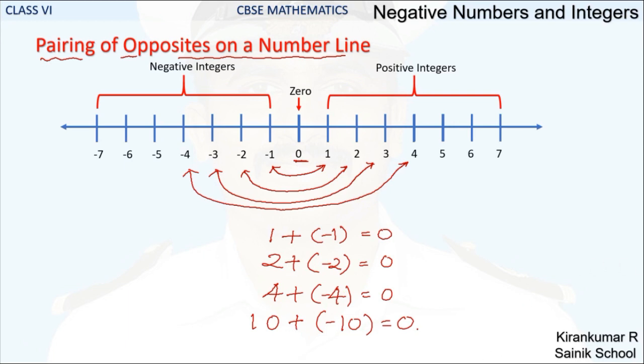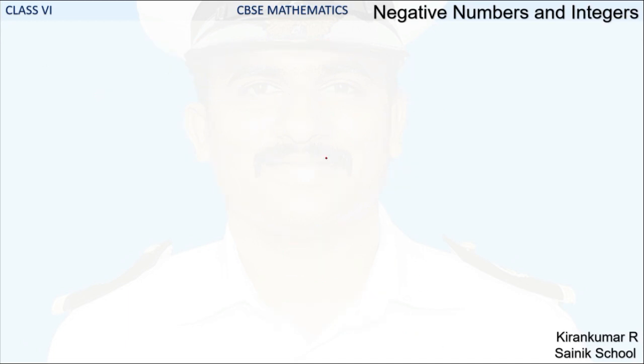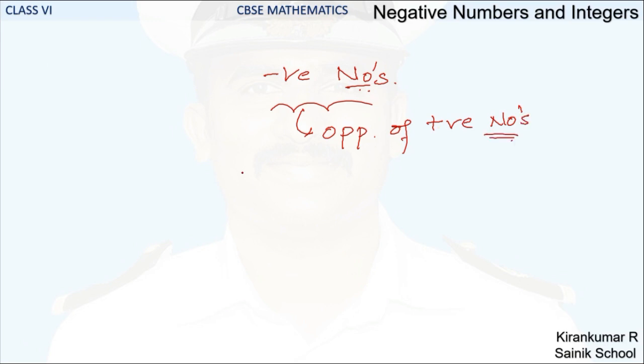So students, you have understood the meaning of a negative number. Negative numbers are the opposites of positive numbers. Let us learn some more concepts of negative numbers and integers in the next session. Thank you.